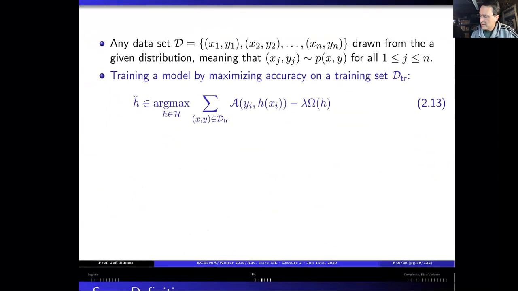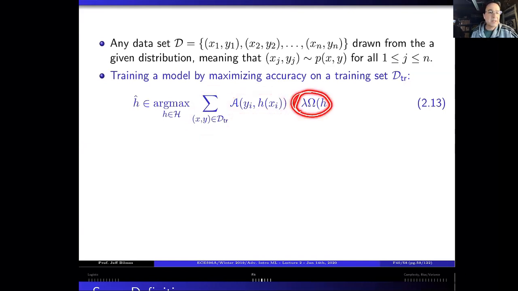We can train a model using this training data set. So let's name a particular data set. Let's call it D sub TR, which is the training data set. And let's just say that this is like an accuracy. This is saying how well does H do when Y is the correct answer. For example, if it's a 0-1 accuracy, it could be the case that if H gets the right answer, then A is going to be 1, and if H gets the wrong answer, then A is going to be 0. But the main point is that we sum up over all points in the training data of the accuracy.